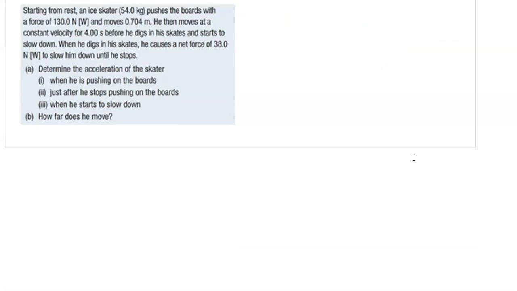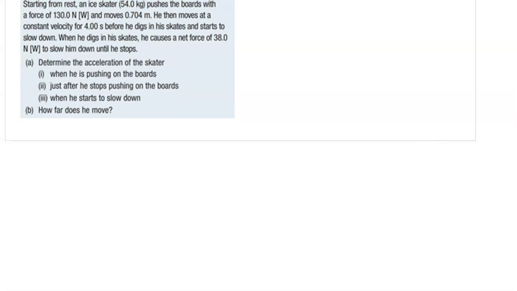The question says this: starting from rest, an ice skater, 54 kilograms, pushes off the boards with a force of 130 newtons west, and moves 0.704 meters. He then moves at a constant velocity for 4 seconds before he digs in his skates and starts to slow down. When he digs in his skates, he causes a net force of 38 newtons west to slow him down until he stops. We're to determine the acceleration of the skater at each of these positions: when he's first starting to accelerate, when he's moving at a constant velocity, and then when he begins to slow down. And then, how far does he actually move? So let's see what we get.